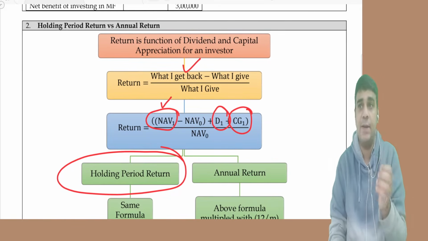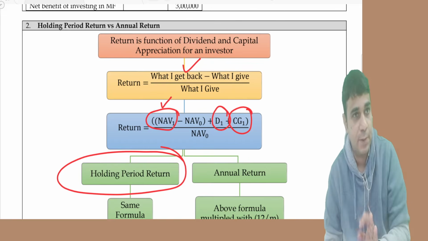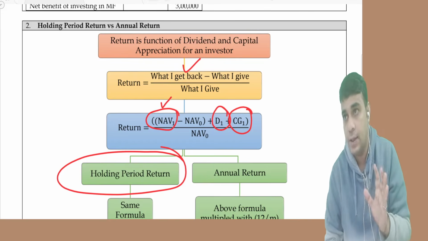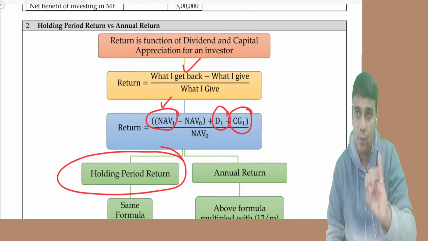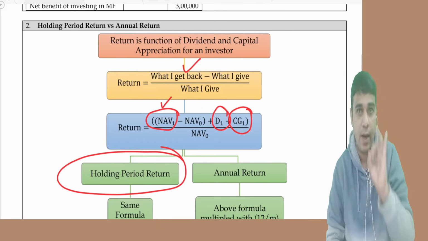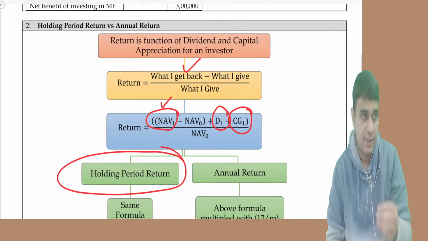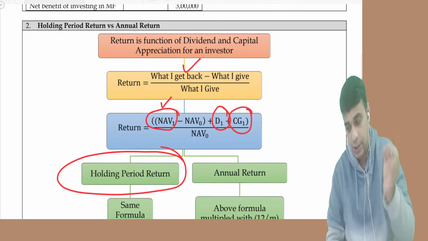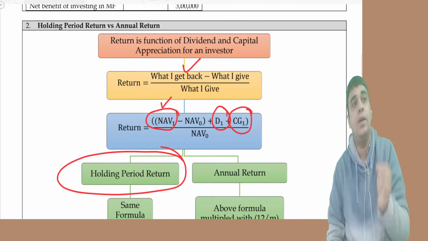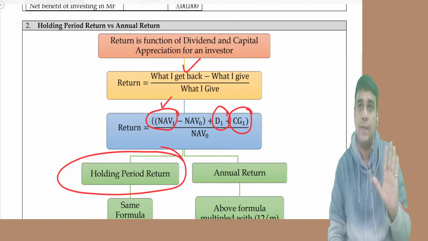Then the next thing which we saw was holding period return versus the annual return. Holding period return is basically the return which I generate irrespective of the time period of investment. Simple formula: what I get back minus what I give, divided by what I give. What I get back is NAV1, D1, CG1, everything at the end of the year. What I give today is called NAV0, divided by NAV0 into 100 to express percentage. If you want to bring it to annual return, you will have to multiply with 12 by M. This is what we broadly saw in the previous session.